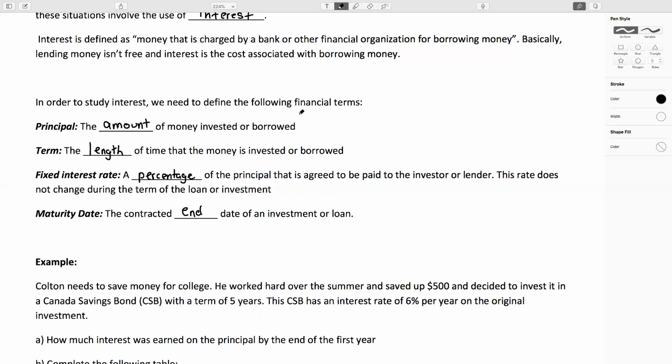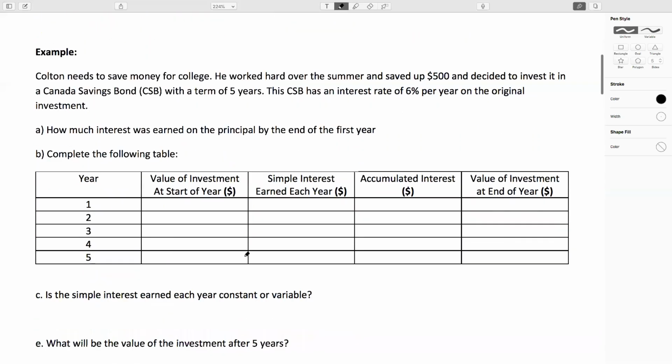Now I should probably be careful about fixed interest rate. If you are investing in something like the stock market, you're not guaranteed to get a fixed interest rate for all kinds of investments. But when you borrow from a bank or any other financial institution, typically you will agree upon your interest rate ahead of time. So let's take a look at a problem.